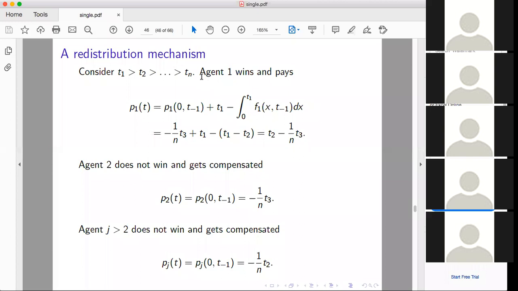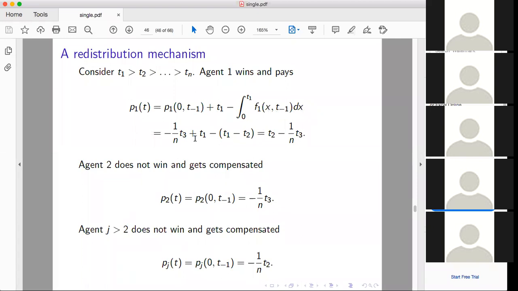And according to the formula or the characterization, we know how to compute the payment. Its payment is going to be P1(T) equal to P1 0 T minus 1, plus, notice that it's a deterministic mechanism. So in the deterministic mechanism, there is going to be some simplification. As we said, in the deterministic mechanism, P1(T) will be just P1 0 T minus 1 plus the cutoff point. This is how we determine the cutoff point: T1 minus the integral from 0 to T1 of F1(x, T minus 1) dx.